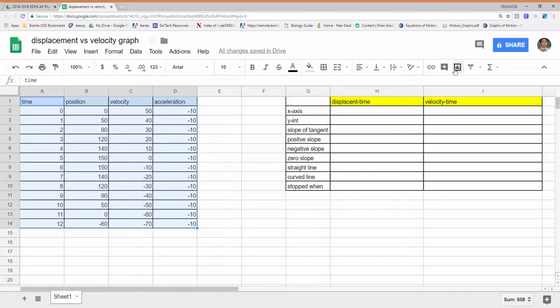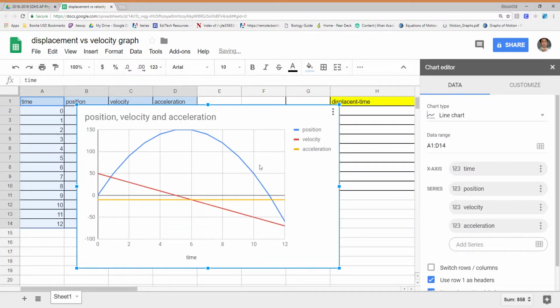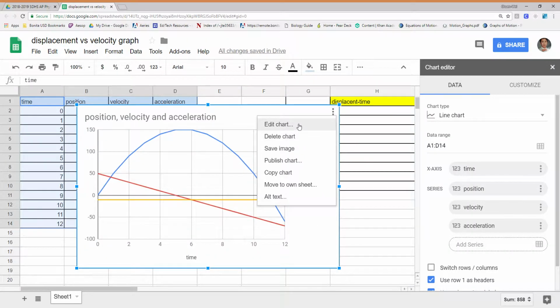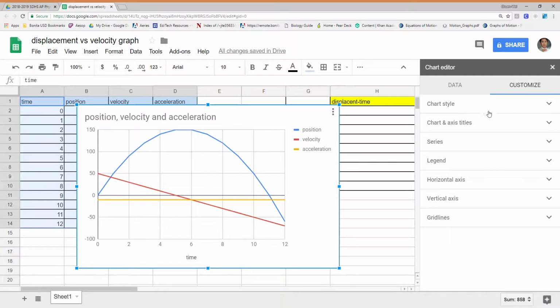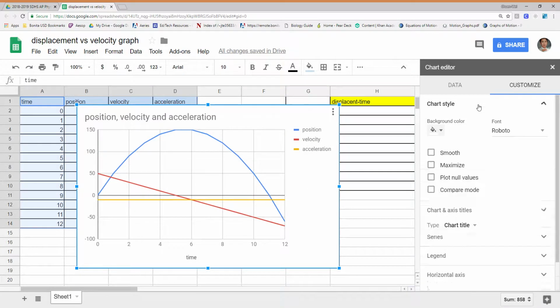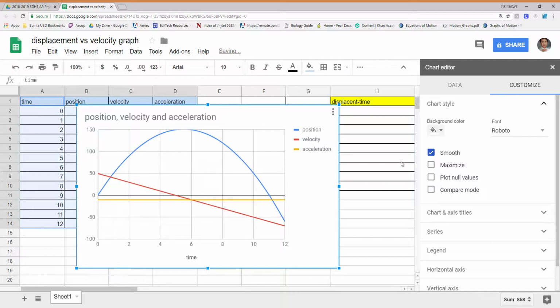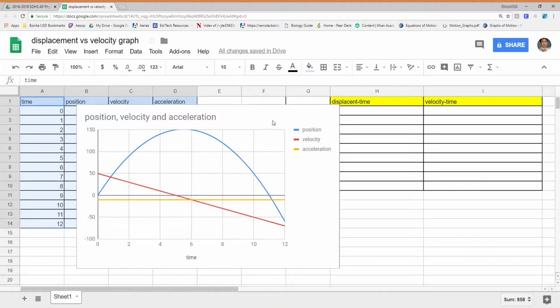Okay, so let's just insert a chart. Right, so this is what it kind of looks like. I'm going to smooth it out just so it looks a little bit nicer. Okay, there we go. That looks nice. So here, notice that the position chart is just a parabola. The velocity chart is a straight line that's not flat, and the acceleration is flat.